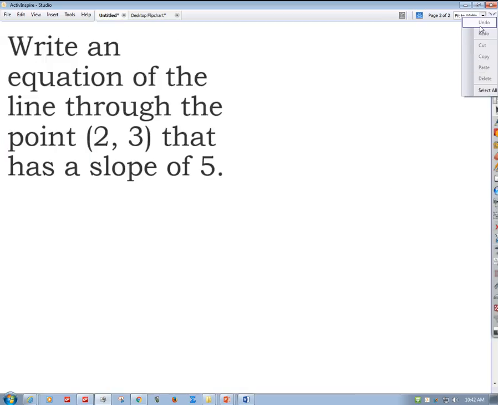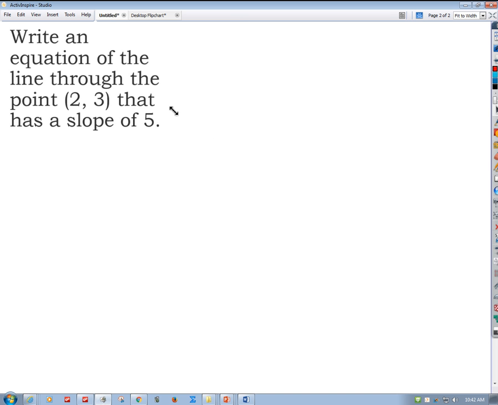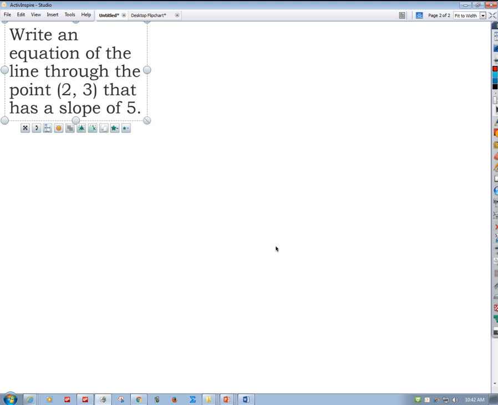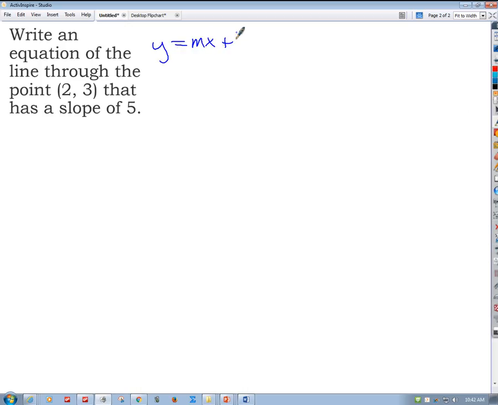Okay, so write an equation of the line passing through the point (2, 3) that has a slope of 5. Let's remind ourselves how we do this. First of all, when we want to write the equation of a line, in what form are we going to probably write it? y = mx + b, good, slope-intercept form.